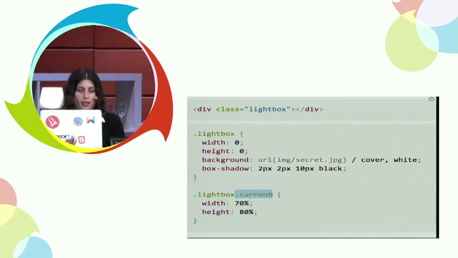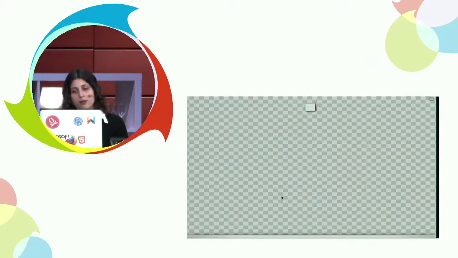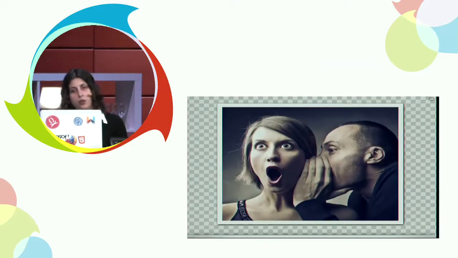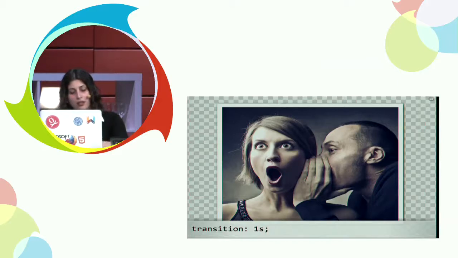When it's open, it gets a class. The class is named current here, but it doesn't have to be. It could be named anything. Current was just convenient here because of my slideshow framework. So when it's open, it gets a width and a height of 70% and 80%. So let's go back to the demo. As you can see, this is a cool animation, but it's not what we wanted. So to do the kind of animation that's used on lightboxes, I need to tell you 3 things about CSS transitions.